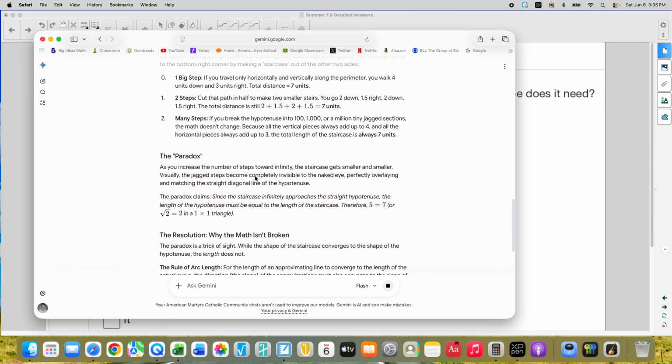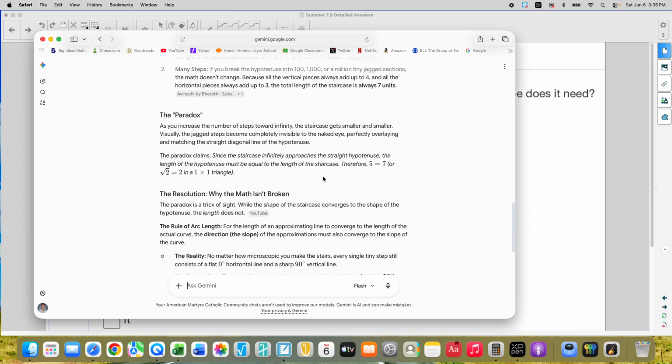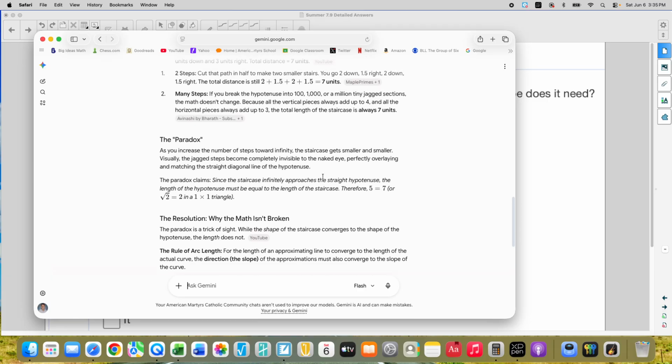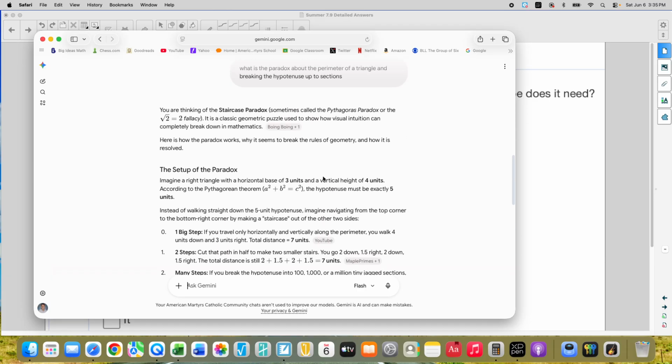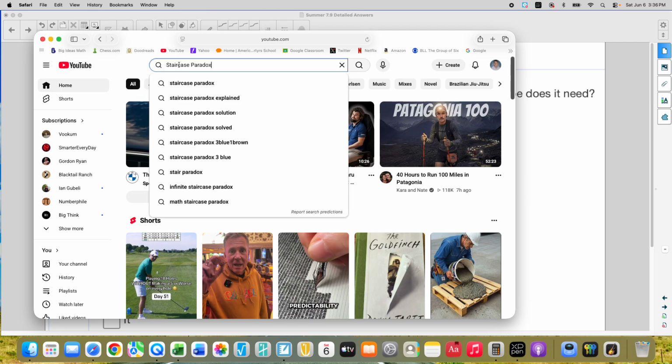As you increase the number of steps towards infinity, the staircase gets smaller and smaller. Visually, the jagged steps become completely invisible. Yes, and so that is really, really cool. What's this paradox called? The staircase paradox. There's a really, really cool. We'll take a little time out and let's go here, YouTube. This is a really cool paradox.